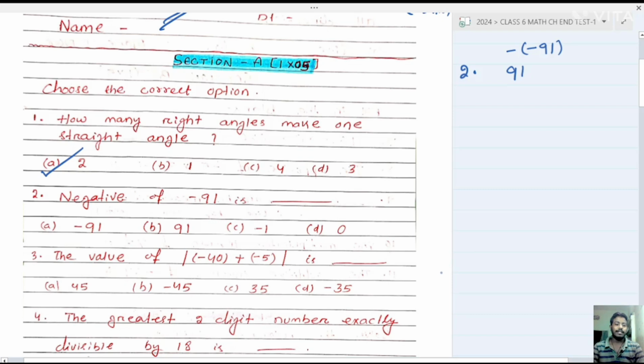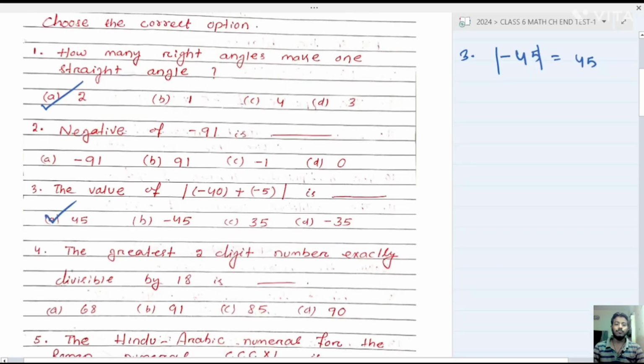Okay, then question number 3, the absolute value of minus 40 plus minus 5. This is an important question. Now minus 40 plus minus 5, here is the same sign, so we know that same sign means we can add. So 40 plus 5 is 45, and put the same sign, that is minus. Then the absolute value: so the absolute value of minus 45 is 45. So the answer is A. So 3 is A.